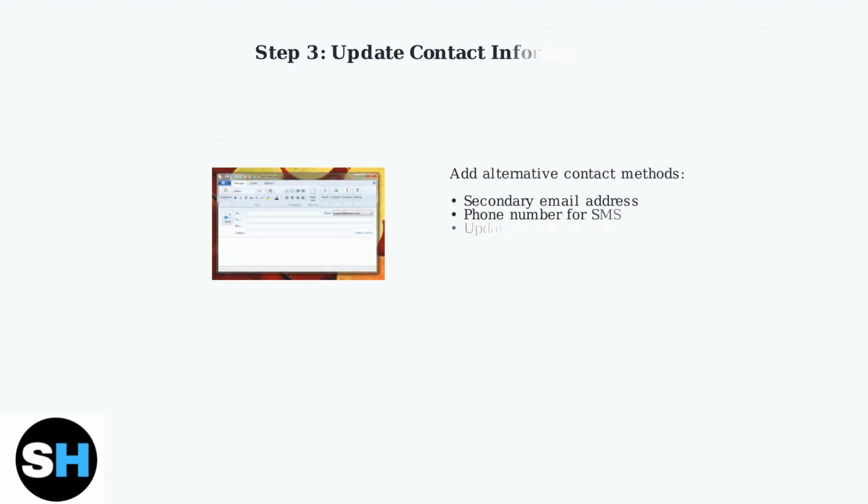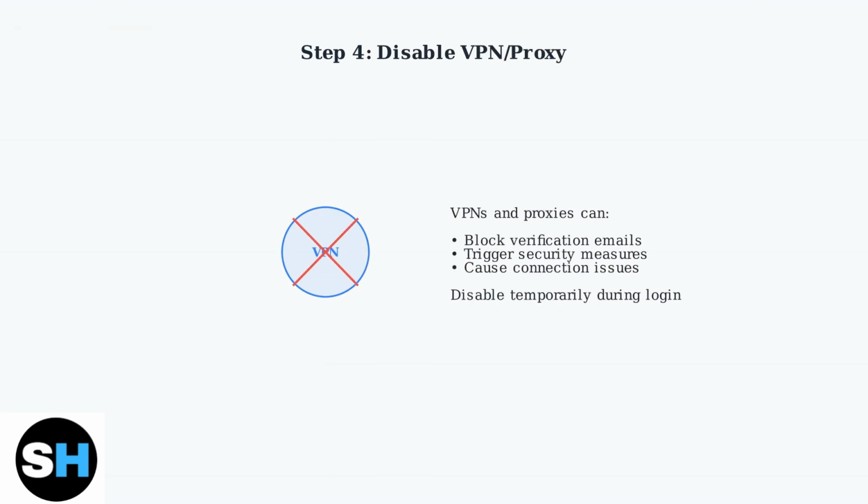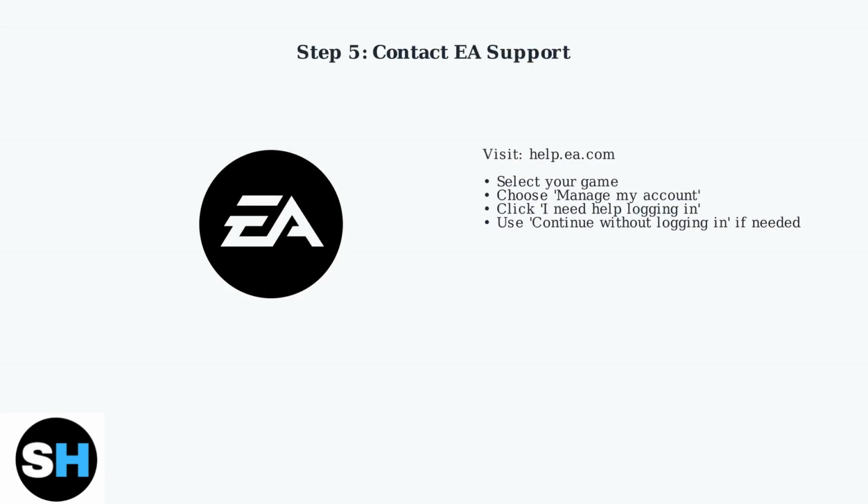If resending doesn't work, update your EA account with an alternative email address or phone number for verification. Temporarily disable any VPN or proxy connections you might be using, as these can interfere with EA's verification system. If all else fails, contact EA support at help.ea.com. You may need to continue without logging in to reach them if you can't access your account.